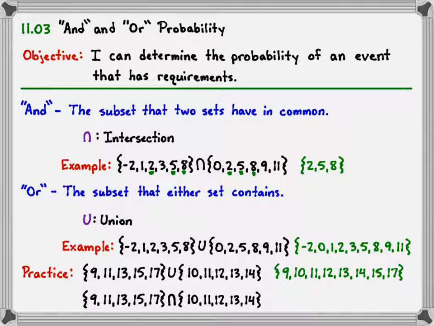For the second one, it's asking for the intersection. It's asking for the and. So we're looking for the numbers that are in the first set and the second set. And so we can see that the numbers 11 and 13 are the only 2 numbers that are in both the sets. It's in the first set and the second set.